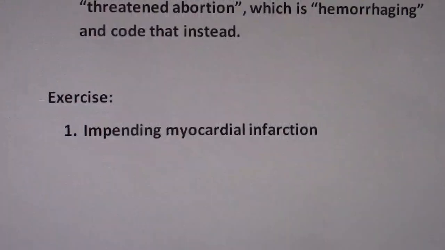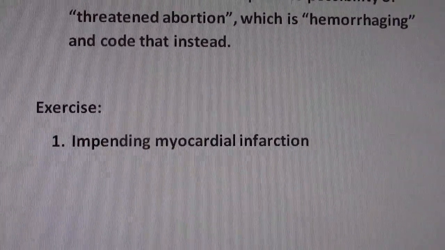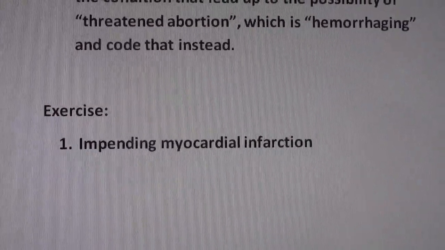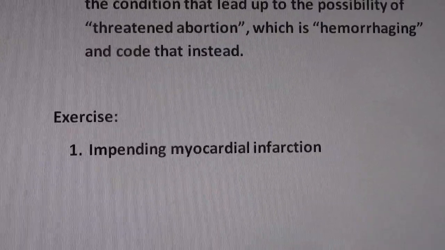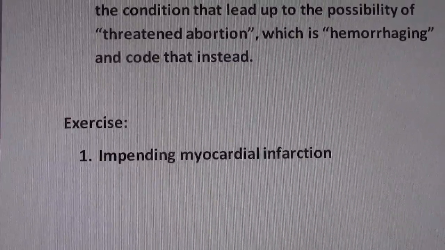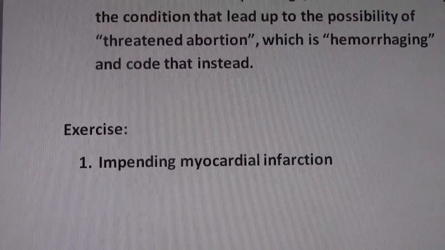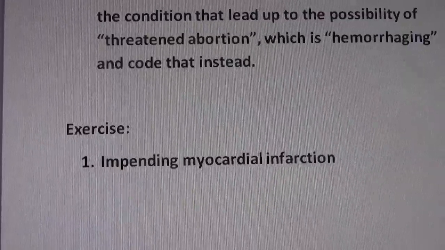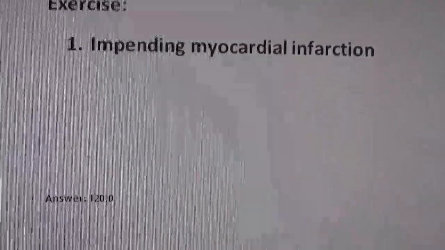A practice exercise for you to do would be impending myocardial infarction. Impending myocardial infarction. See if you can find that and how would be the appropriate way to code it. And I'm going to wait a second here because I'm getting ready to give you the answer. And the answer to that would be, after you've looked it up, I20.0. Now I wonder, can you figure out how I got that?